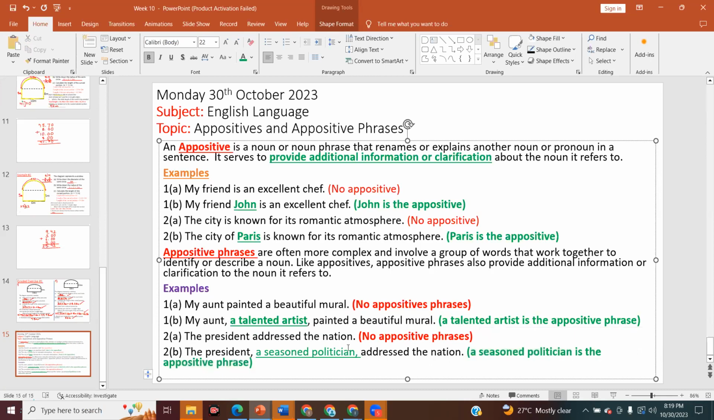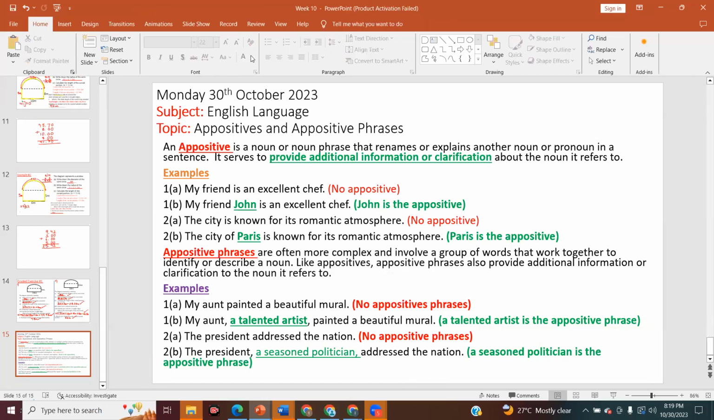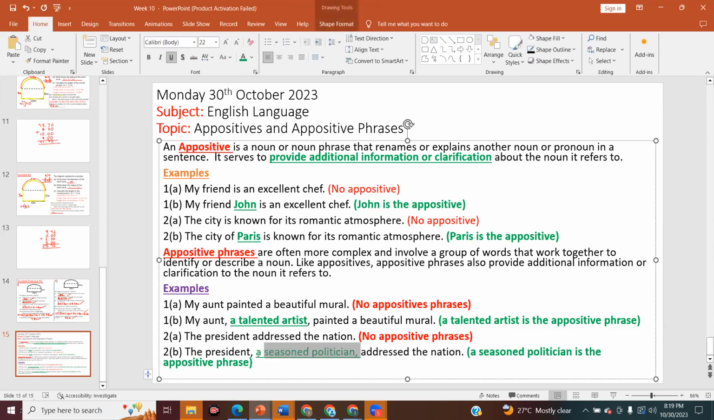Okay, good. Do you think you all have a good understanding of what we mean by an appositive and an appositive phrase? I still don't understand. You still don't understand? Basically, all we're doing is providing additional information. You have to look at the sentence and see whether or not we have additional information about the noun. That's very important.